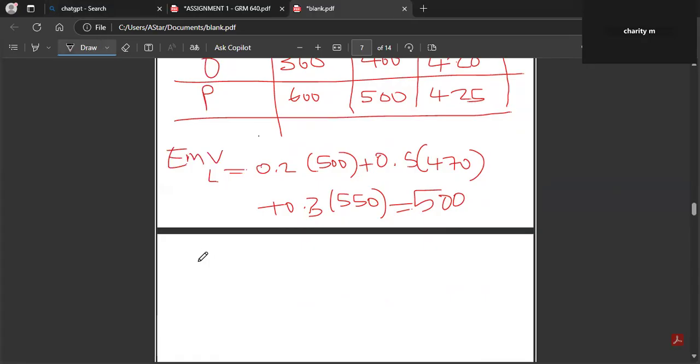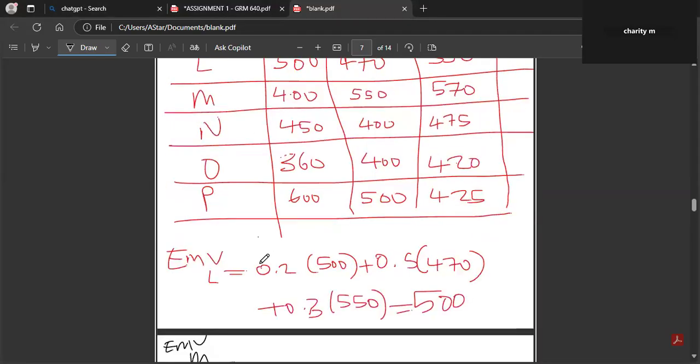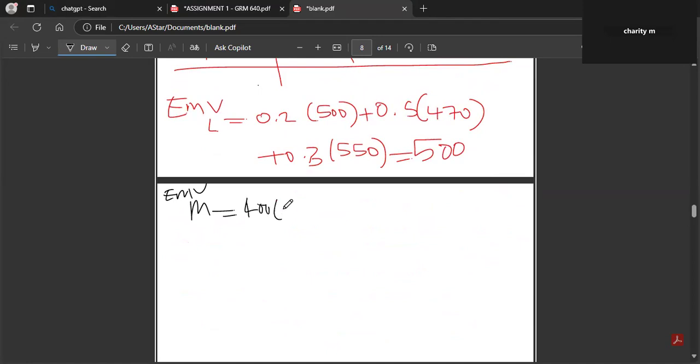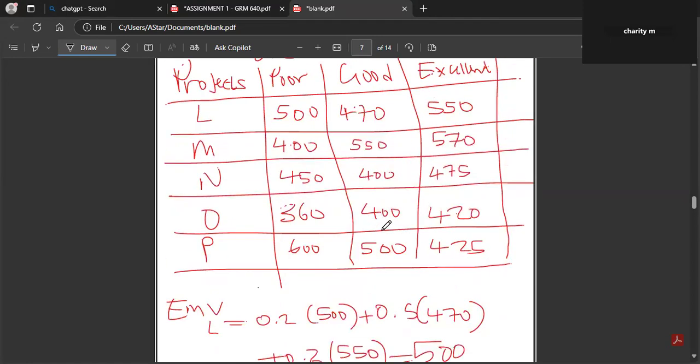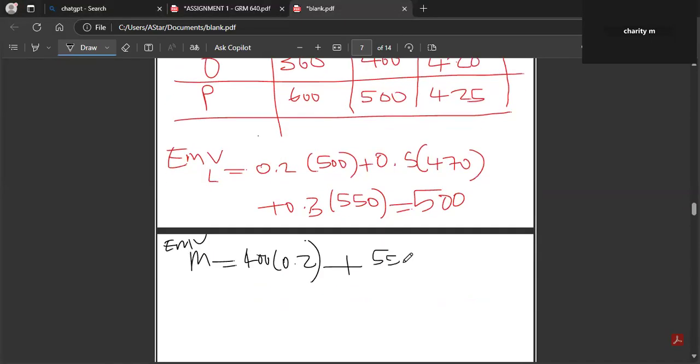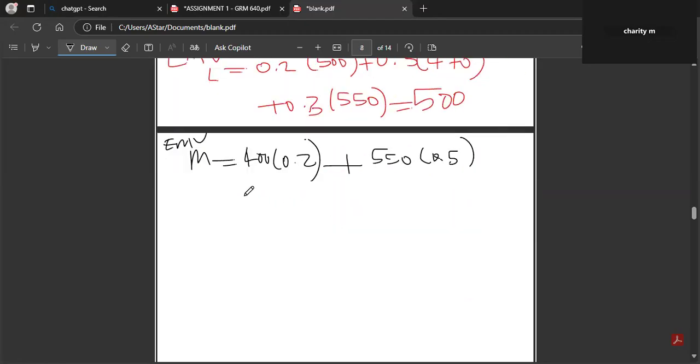500, yes. That's for project. Now for project M, let's go for M. EMV for M will be what? 400 by 0.2 plus 550 by 0.5 plus 570 by 0.3. That equals 526. Okay, so let's move on quickly.